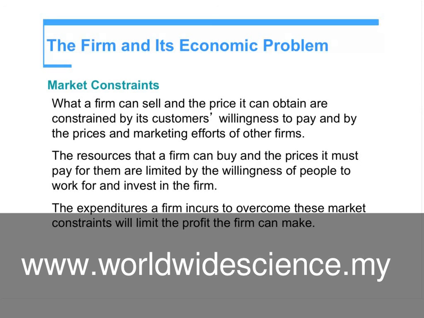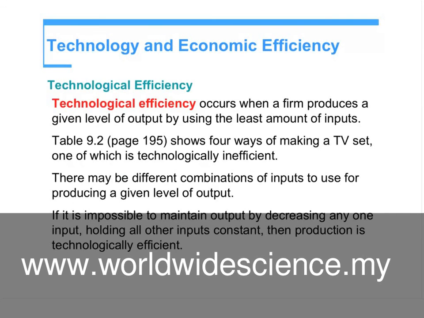Now let's talk about technological efficiency. What do we mean by technological efficiency? It occurs when a firm produces a given level of output by using the least amount of inputs. So we want to be efficient regarding technology. We will only be efficient when a firm produces a given level of output by using the least amount of inputs. Like the table in your book shows, there are 4 ways of making a TV set, one of which is technology inefficient and one of which is technology efficient.